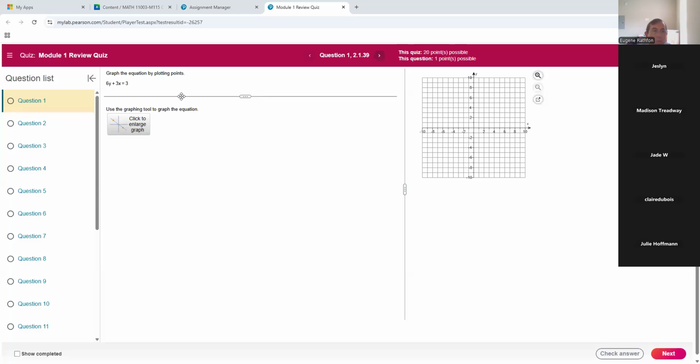All right, so the first one wants us to graph the equation by plotting points. So let me get what they're writing. 6y plus 3x equals 3. So we'll go figure it out, and then we'll come back and plot our 2 points, okay?